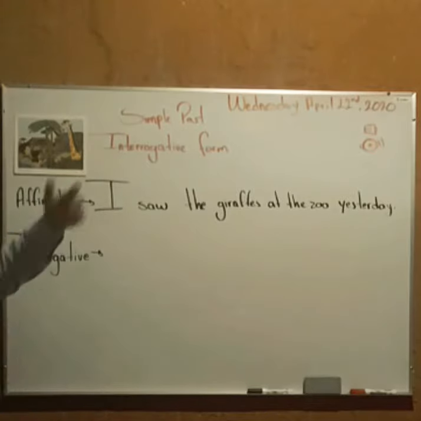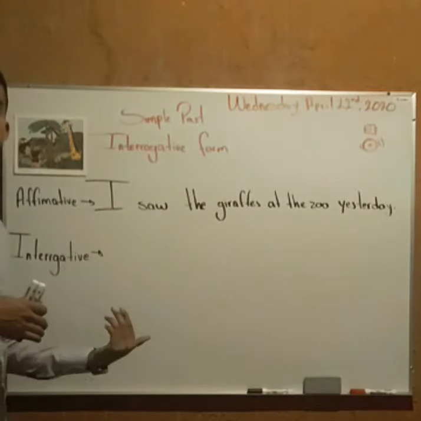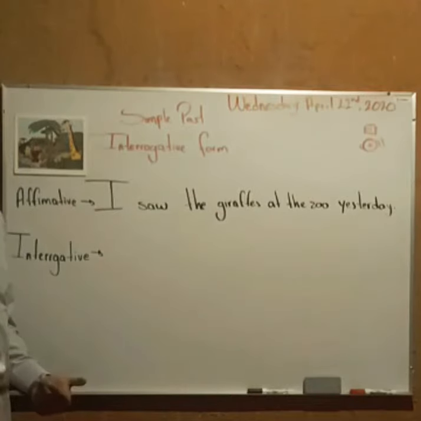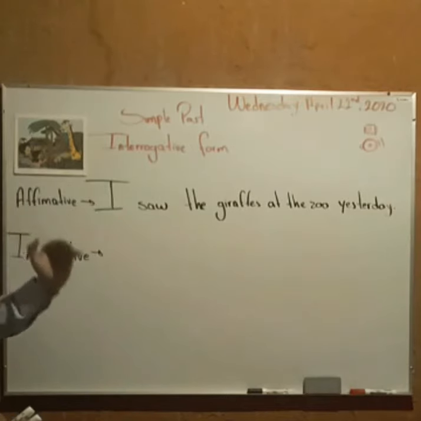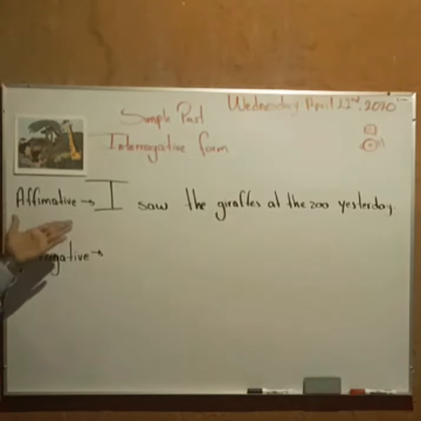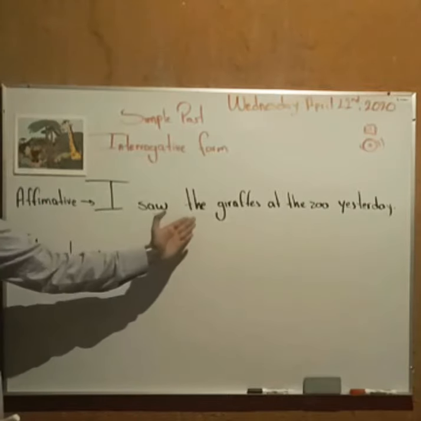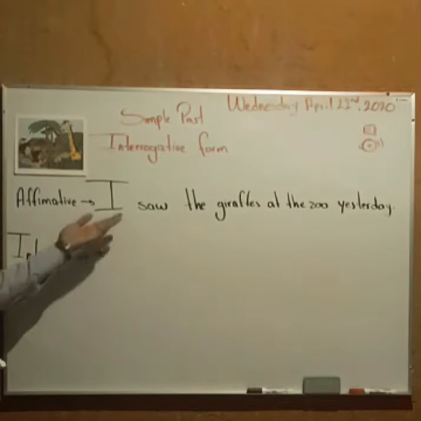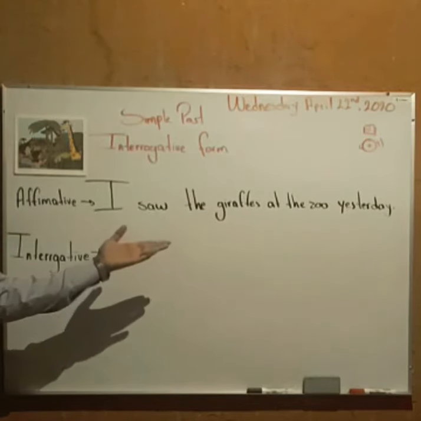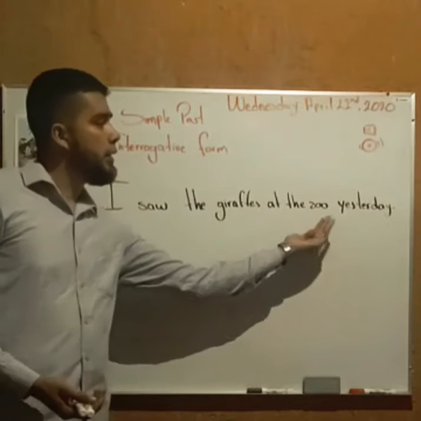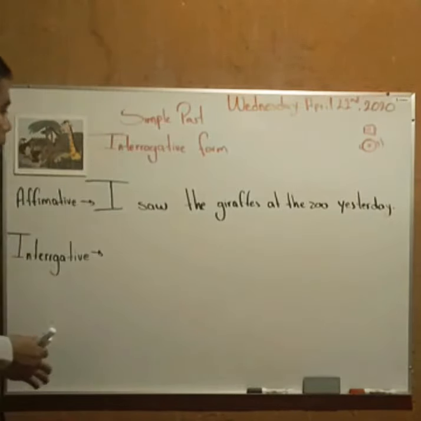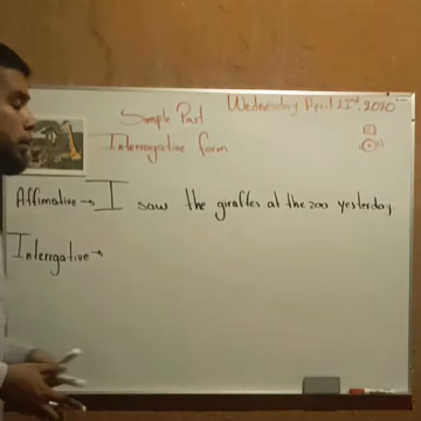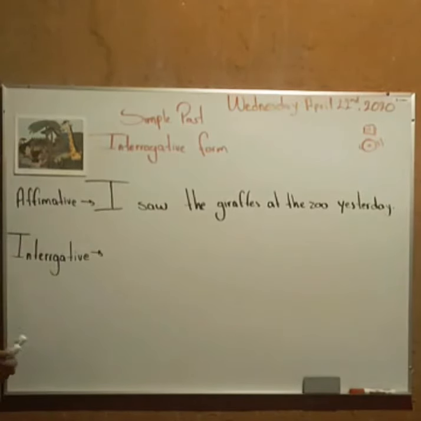We have been checking simple past. Now, we have already checked affirmative and negative form. Now, we're going to check interrogative form. For this, I'm going to use one example in affirmative form. Here, I saw the giraffes at the zoo yesterday. Affirmative. I have my subject, my verb in past, my complement, and my time expression. Now, it's going to be kind of similar, but for the interrogative form, we're going to use one auxiliary.